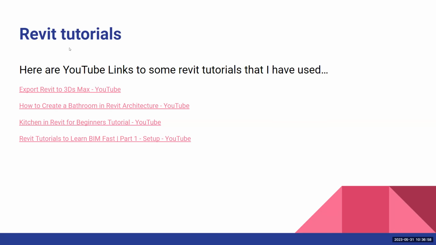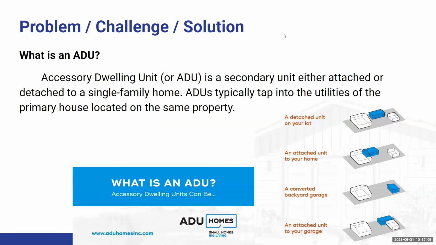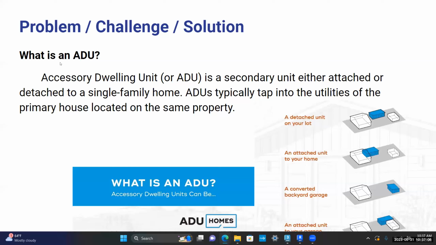It's not completely finished, but here are some Revit tutorials I used that helped. What is an ADU? Accessory Dwelling Unit, or ADU, is a secondary unit either attached or detached from a single family home. ADUs typically tap into the utilities of the primary house located on the same property. So this is how it should look.